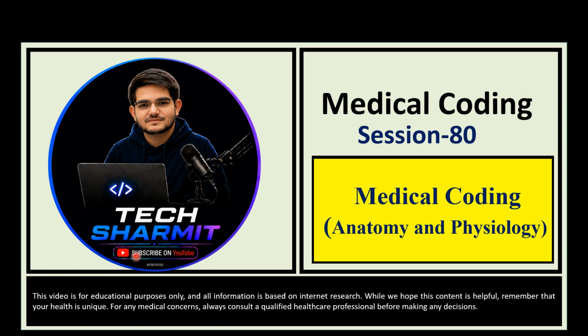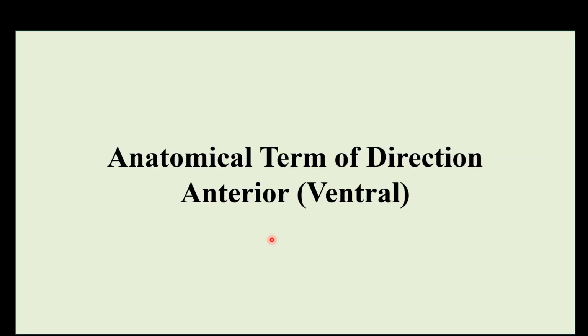In this session, we are going to talk about another very important topic related to medical coding anatomy, and that is related to the anterior ventral anatomical term of direction. If you remember, in our last session, we talked about all kinds of directional terms that we use to denote the anatomical structures, right? So this session is in continuation of the same, where one by one we will talk about all positions, like all anatomical terms of direction.